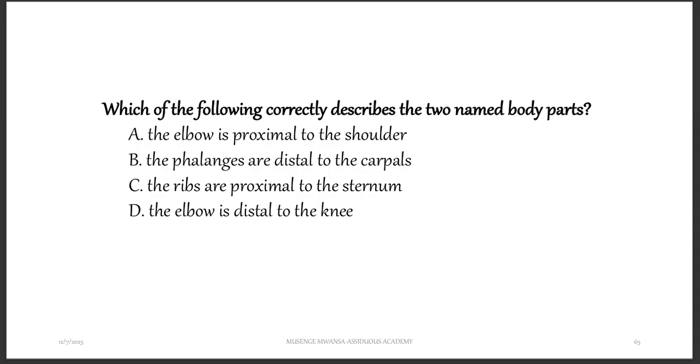So option B is saying the phalanges are distal to the carpals. C is saying the ribs are proximal to the sternum. D is saying the elbow is distal to the knee. Which one do you think we are going to pick in this case? Any thought? What are we going to pick? Okay, Evelyn says B. Anyone else?